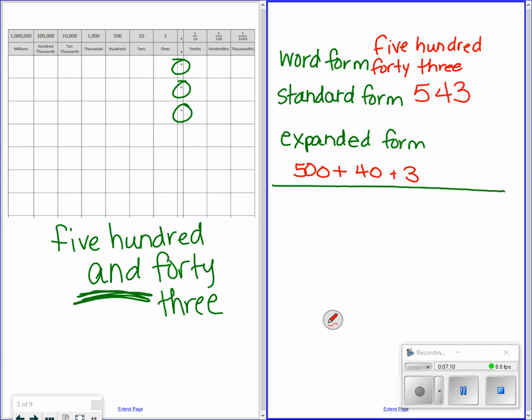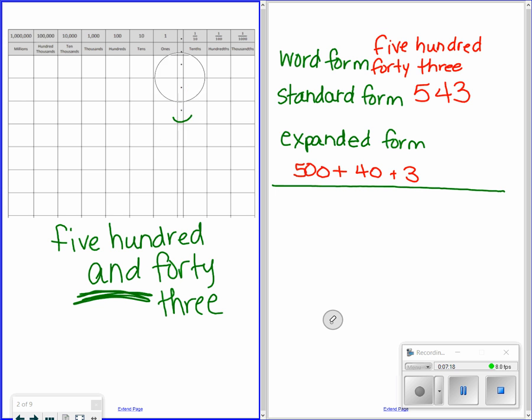So I want you, on your place value chart, to write, let me erase my circles, to write 5 in the hundreds place, 4 in the tens place, and 3 in the ones place. Just write 543 exactly where it goes. Did your marker work? Okay. 543.